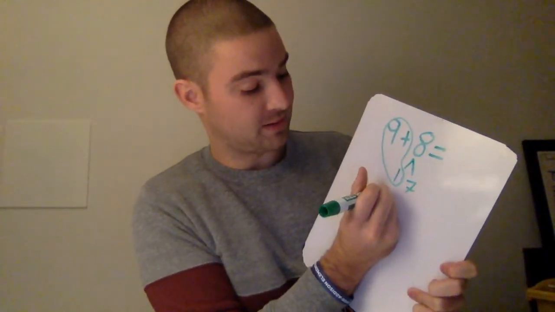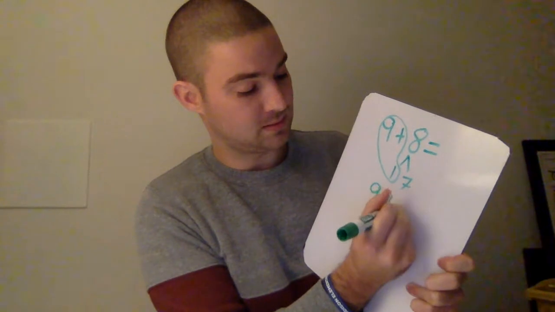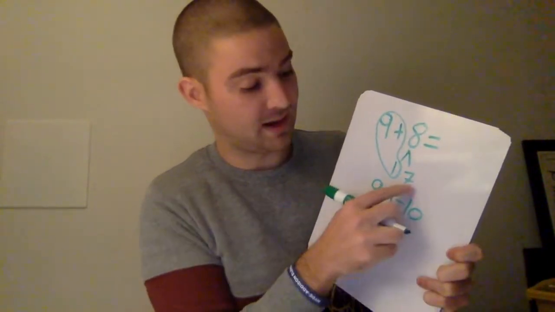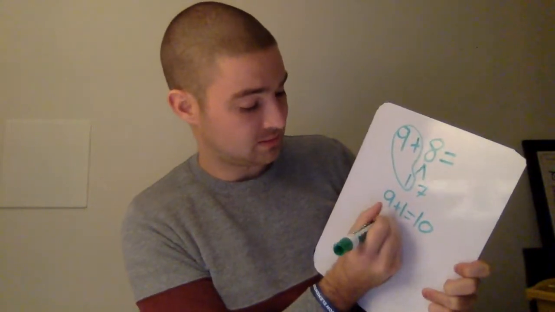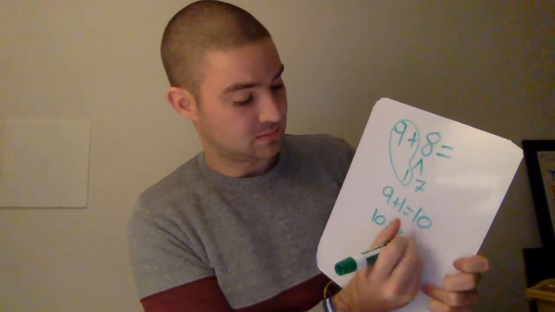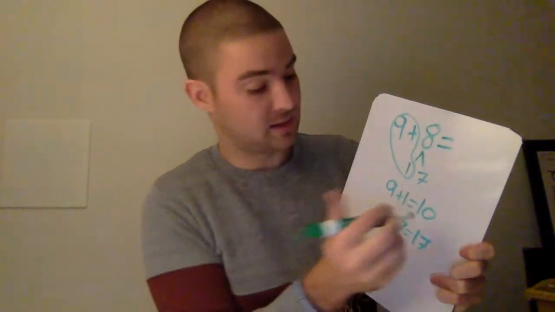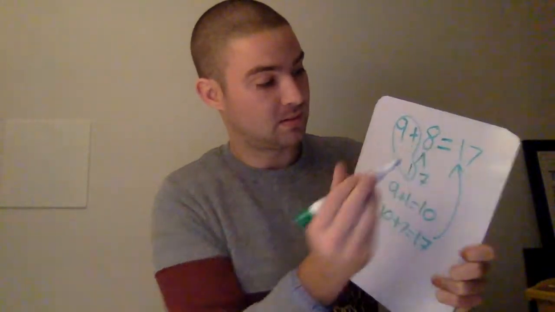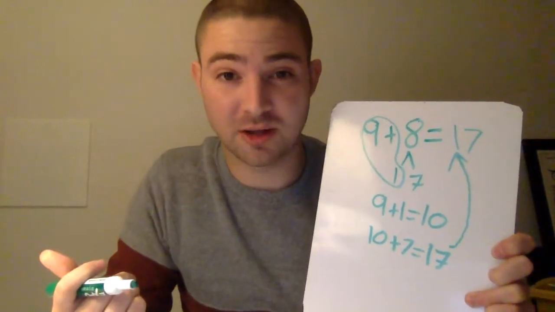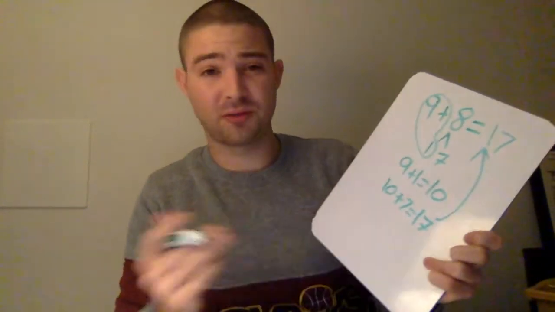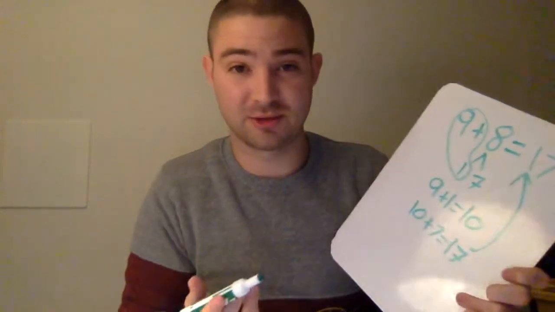So now I have 9 plus 1 equals 10. And then I have this 7 left. I just know that 10 and 7 make 17. And then that 17 can go right up here. And 9 plus 8 equals 17. You could have also counted on. You could have also just drawn out 9 circles and drawn out 8. And then you would have the answer.